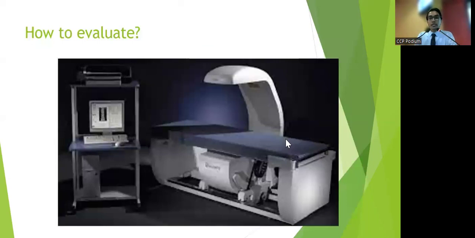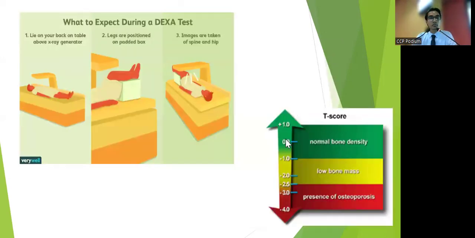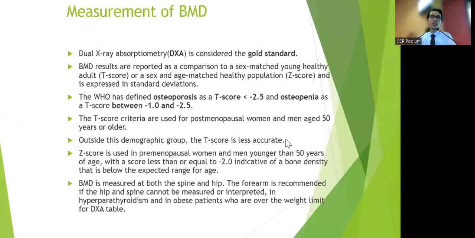How do we do that? By DEXA scan, dual energy absorptiometry scan. This is the gold standard of the diagnosis of osteoporosis. By doing this, we measure the bone mineral density and then we interpret it as standard deviations from the healthy adult population. In the demographic population of postmenopausal women and males aged more than 50 years, we use the T-score as the cutoff. So, if the T-score is less than minus 2.5, we diagnose them as osteoporosis. Between minus 1 and minus 2.5, we call them osteopenia. This T-score is a comparison to a sex-matched young healthy adult population.